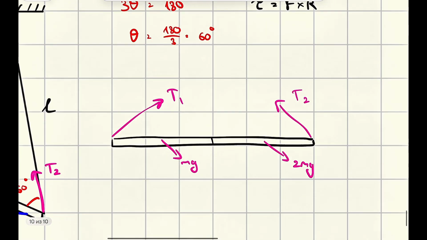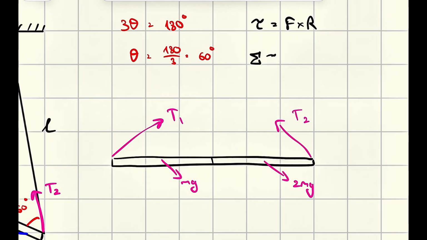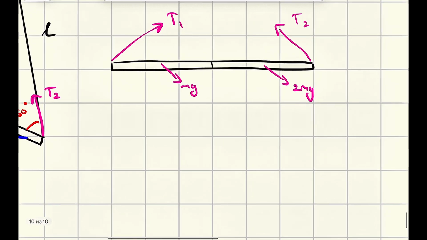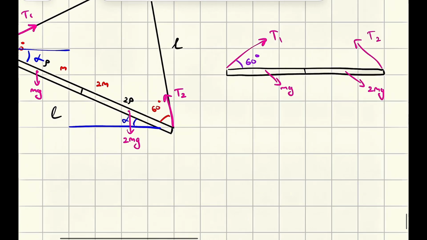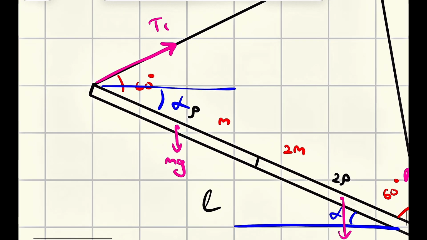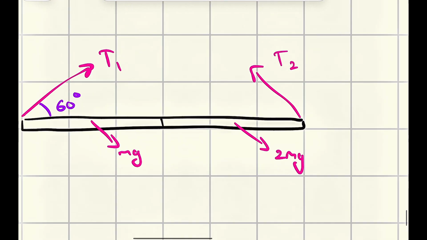Also, we know that this is an equilibrium state. This is a stationary state. That's why the sum of torques is going to be just 0. Okay, we need to take only perpendicular components, and we know this is 60 degrees as we have discussed before. Even if we rotated the rod, the angle between tension force and rod does not change. It is just 60. The same thing goes for this one.